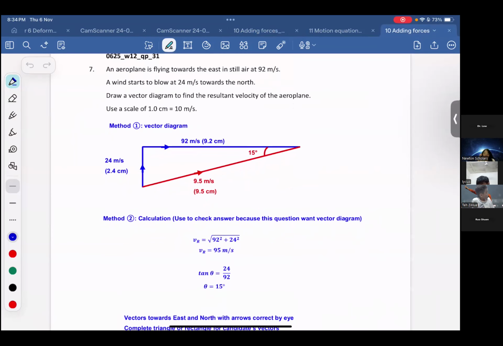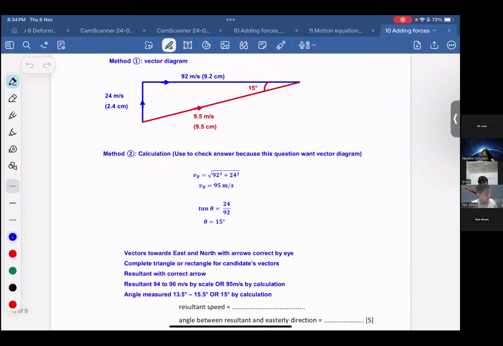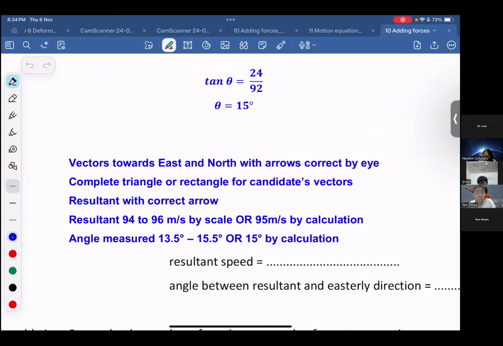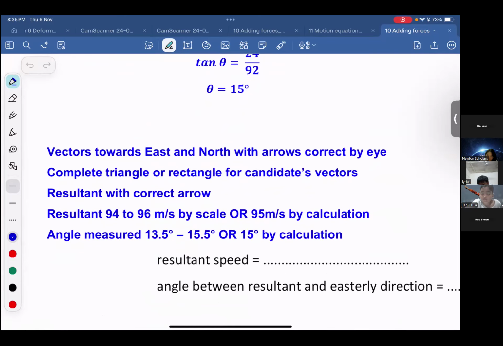This is my drawing. I measure and I get 9.5 cm. But of course, I told you already, they can accept a certain range. Here, they accept 94 to 96 meter per second. If you do the calculation, you'll find that the perfect answer is 95 meter per second. That's why just now I said Zihua's answer is very good. It's a very accurate drawing.